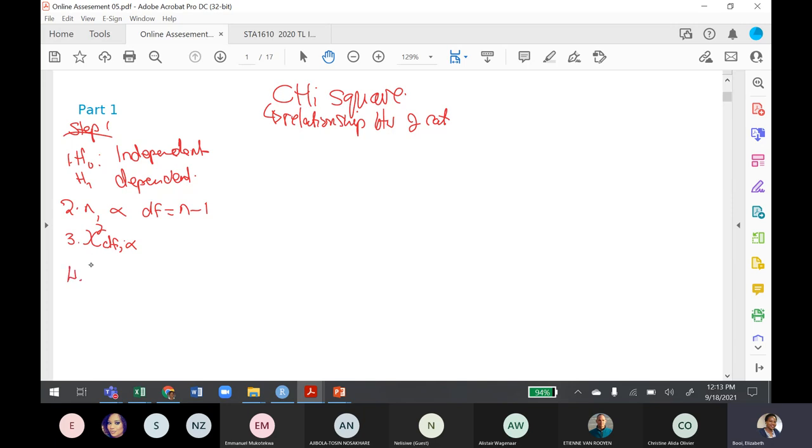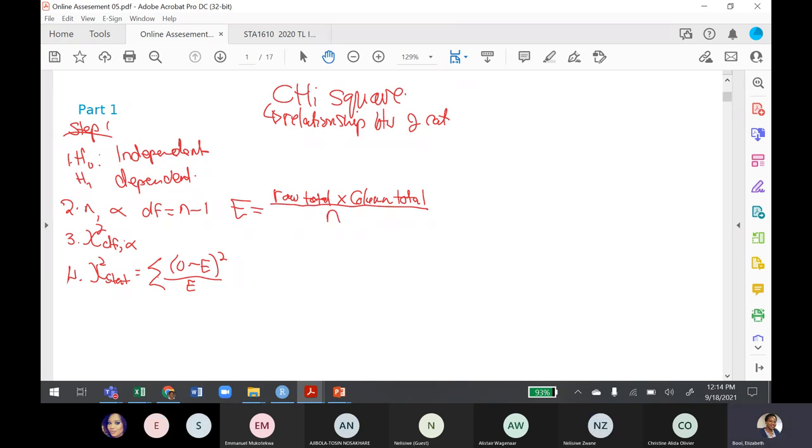Step number 4, you need to be able to calculate your chi-squared statistic, which is the sum of your observed value minus your expected, squared, divided by your expected. My sum must be on all of them, not only at the top, but at all of them. So you need to be able to calculate your expected value, which is calculated using the row total times the column total divided by N.